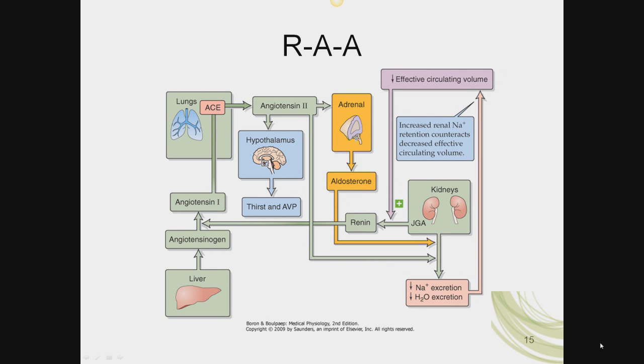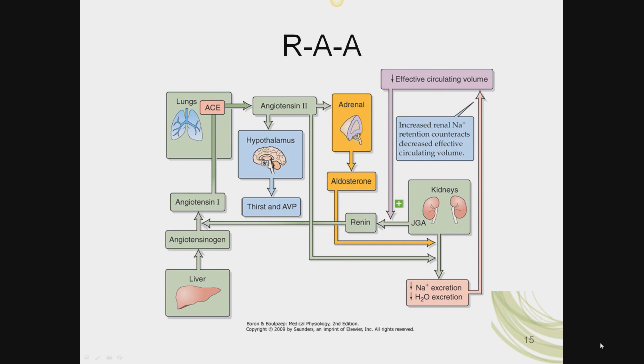The juxtaglomerular apparatus, the juxtaglomerular cells will detect less stretch. This will lead to more renin release. That's why the plus sign is there. Renin will convert angiotensinogen, a blood plasma protein made and released by the liver, into angiotensin 1. Angiotensin 1 will then be converted into angiotensin 2 by an enzyme found in the pulmonary capillary beds called ACE. It stands for angiotensin converting enzyme.